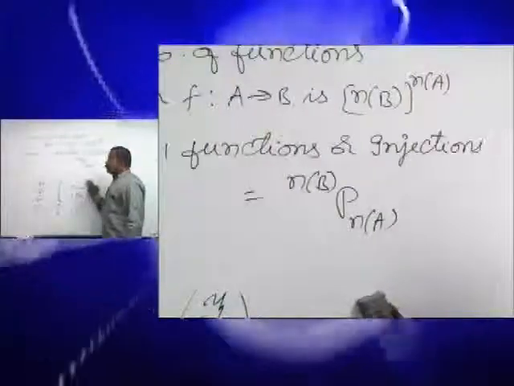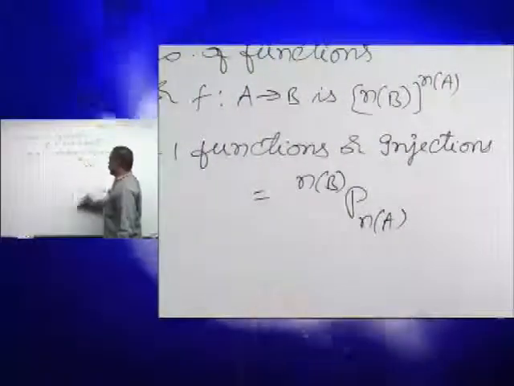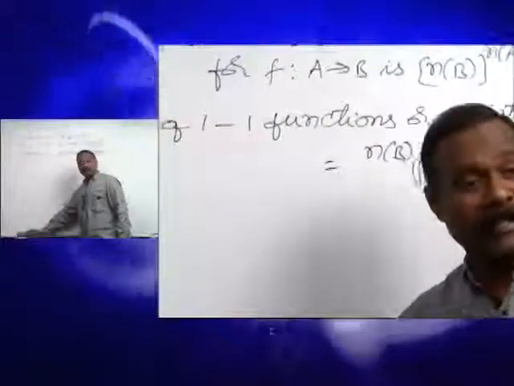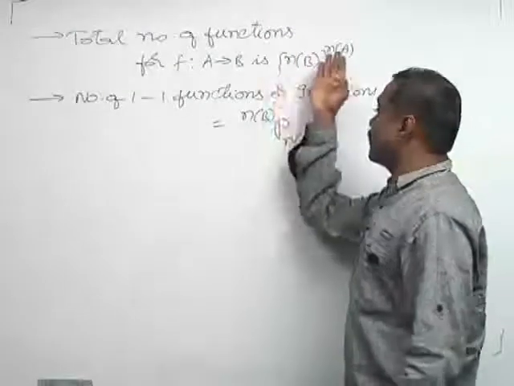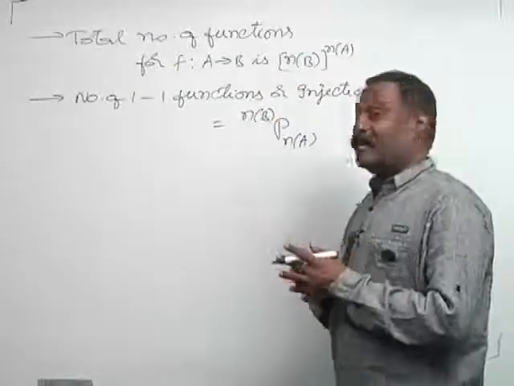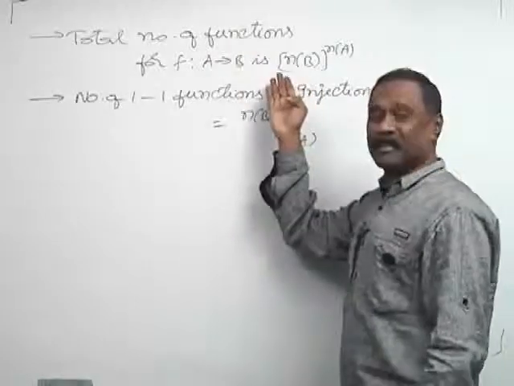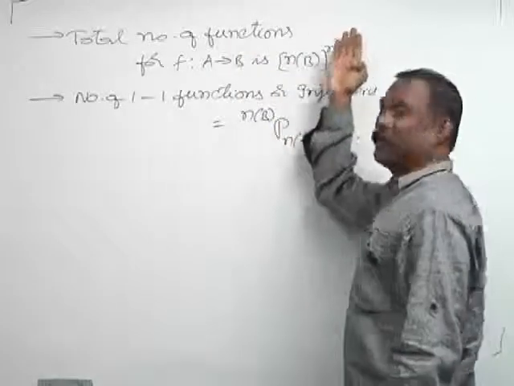n(B)^n(A). So understand how the permutation is applied. Permutation is applied to find the number of functions. The total number of arrangements is nothing but the total number of functions: n^r, which is n(B) to the power n(A).